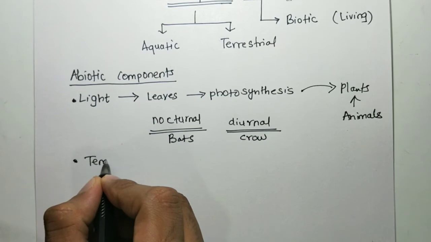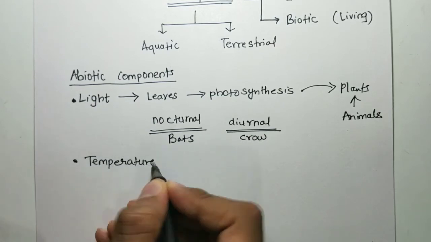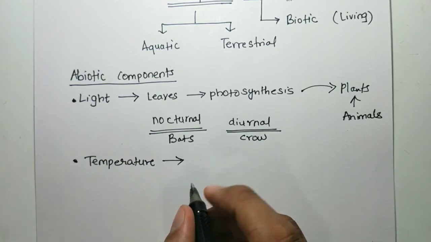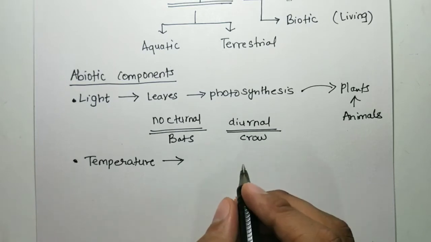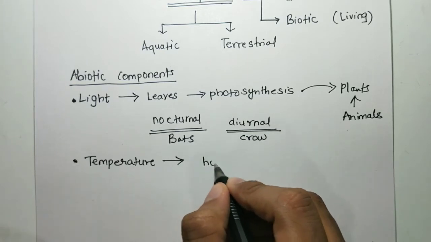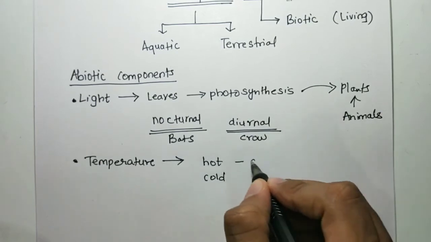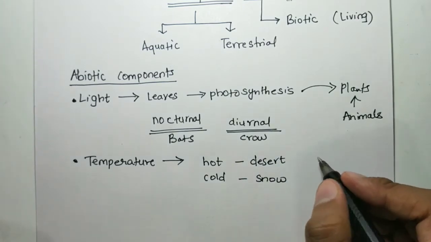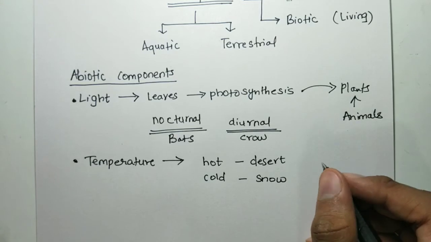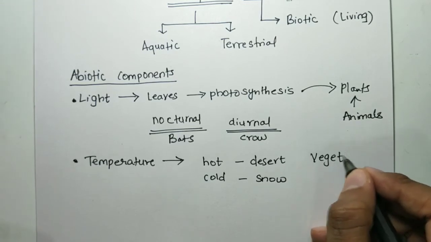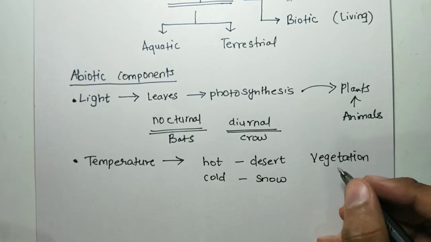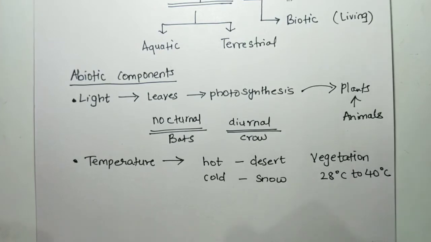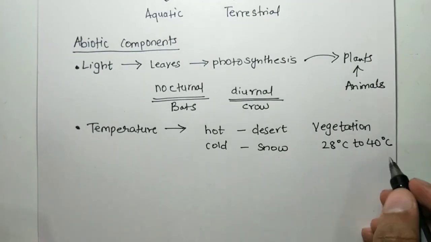Next component is temperature. Temperature is very important because the different temperatures, hot or cold, based on that temperature you have different vegetations like desert, like snowfall. The wildlife is also different in deserts and snow. Okay, vegetation means growing vegetables, growing fruits, farming. The optimum temperature is 28 degrees Celsius to 40 degrees Celsius for vegetation.